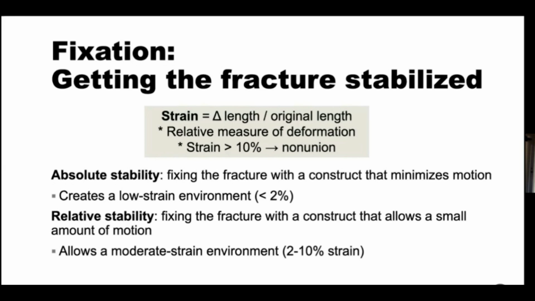But in a low to moderate strain environment, meaning strain between 0 and 10%, there are different kinds of healing that can occur. Absolute stability is stability imparted by fixation where you fix the fracture with a construct that minimizes strain. This low strain environment is usually less than 10%. And remember that this is a ratio, so it's a relative measurement. Whereas relative stability is fixing the fracture with a construct that allows a moderate amount of motion, or a moderate strain environment. So it allows limited but controlled motion, in this 2 to 10% strain environment.